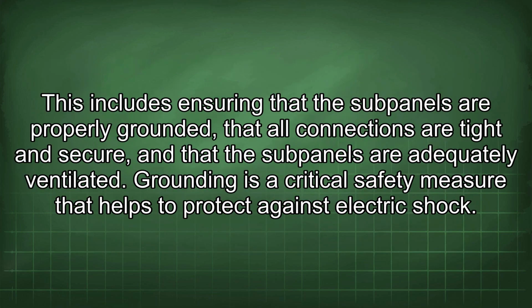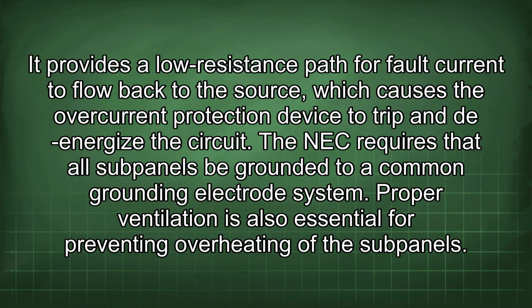This includes ensuring that the subpanels are properly grounded, that all connections are tight and secure, and that the subpanels are adequately ventilated. Grounding is a critical safety measure that helps to protect against electric shock. It provides a low-resistance path for fault current to flow back to the source, which causes the overcurrent protection device to trip and de-energize the circuit.